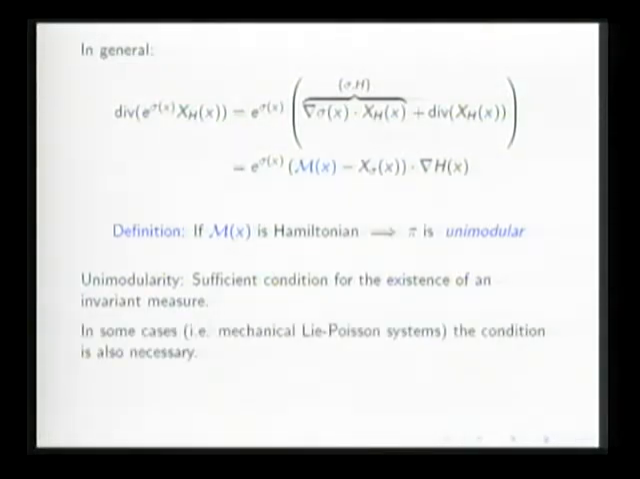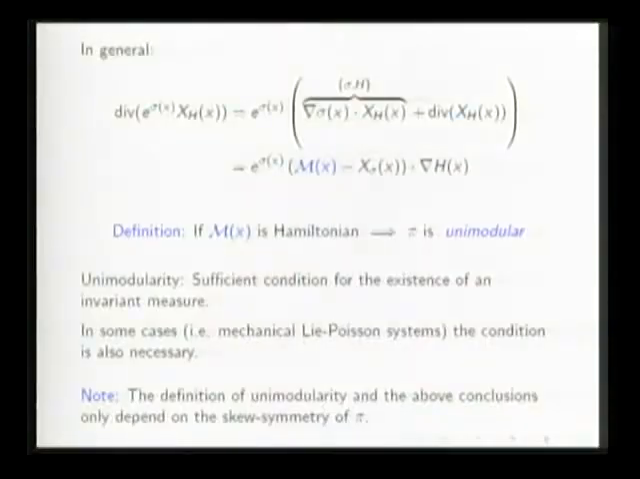The other implication is that in some cases, like the one I presented before, where the structure was linear and the Hamiltonian was quadratic, then the condition is also necessary, meaning that unimodularity is equivalent to the preservation of a volume. So that implication is not at all trivial.